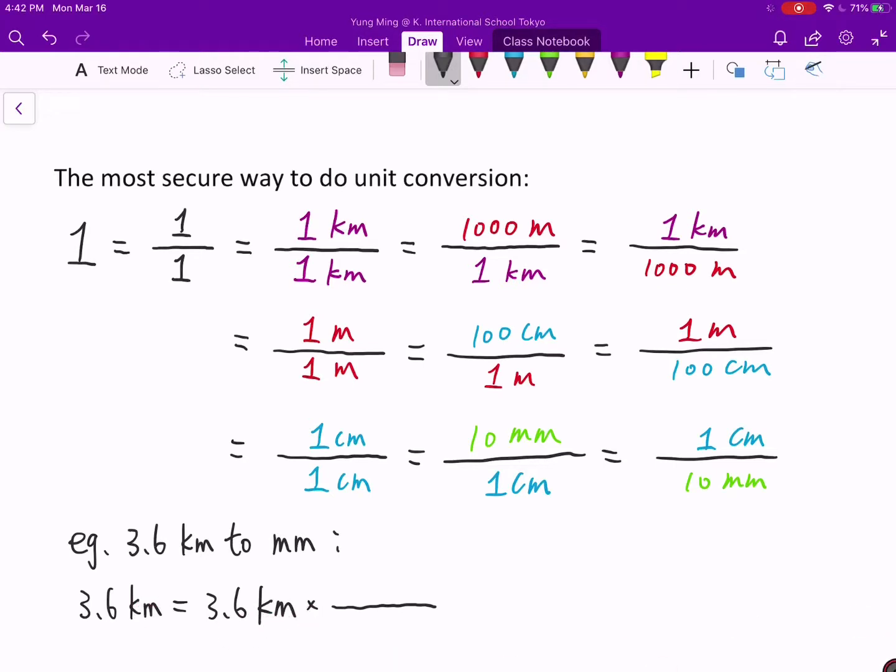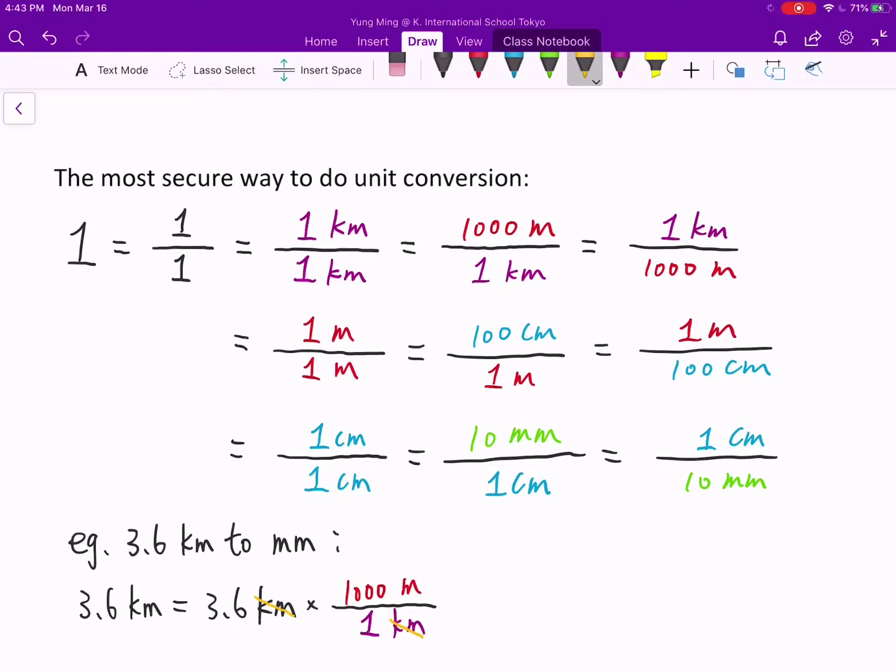So how do I get rid of that? Well, I can remind myself, hey, if I want to get rid of that, I want to put the kilometer on the bottom so that later on I can cancel this top km and the bottom km. I remember that 1 kilometer is equal to 1,000 meters. These are equivalent. There you go. I can write that like that, and the good thing about writing it like that is I can cancel the km and km.